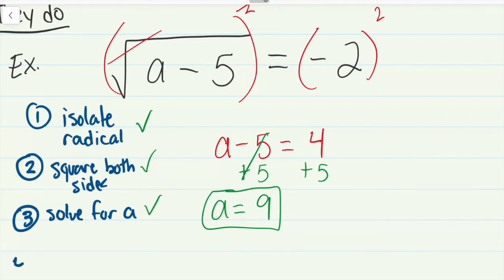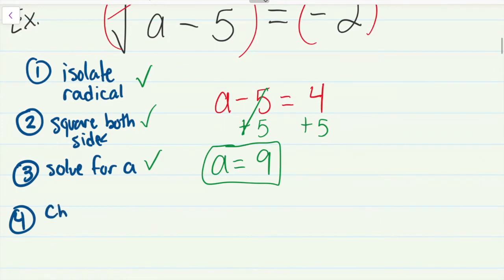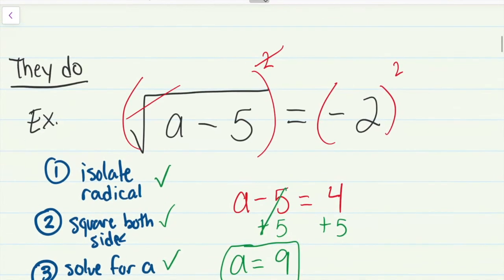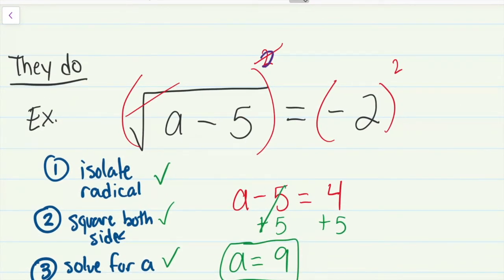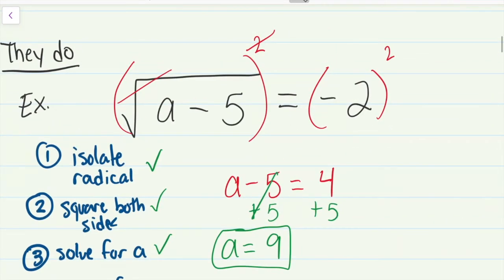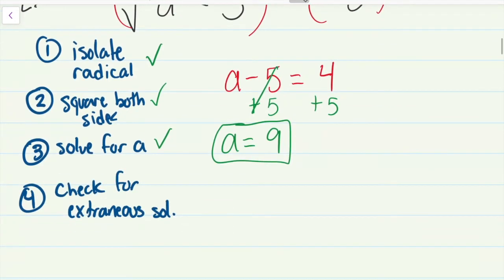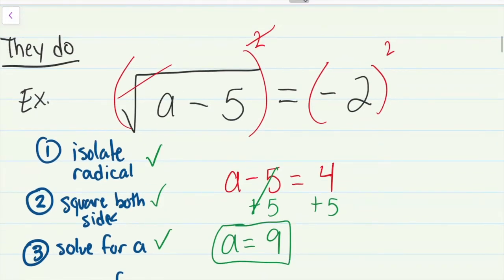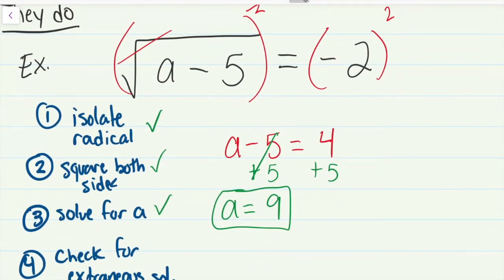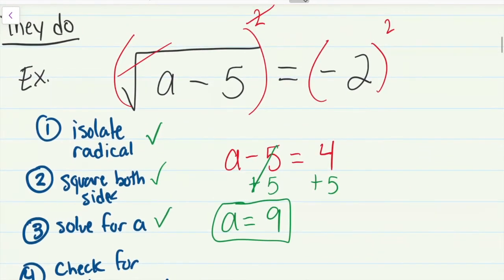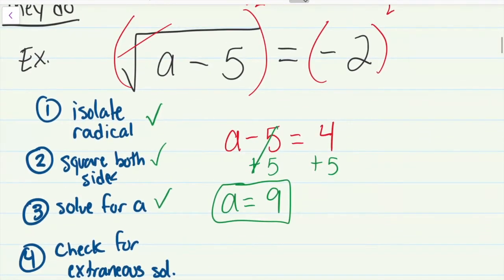But in fact, we need to do one more step, which is check for extraneous solutions. So, big vocabulary word. What is an extraneous solution? Well, basically, when you're squaring something, you might be creating what is known as a fake answer. And how do you know it's a fake answer? Well, simple. In order to check for extraneous solutions, if you know a equals 9, you plug it into the original. If both sides are equal to each other, it's a solution. If it's not, then it's an extraneous solution. In other words, a fake answer.